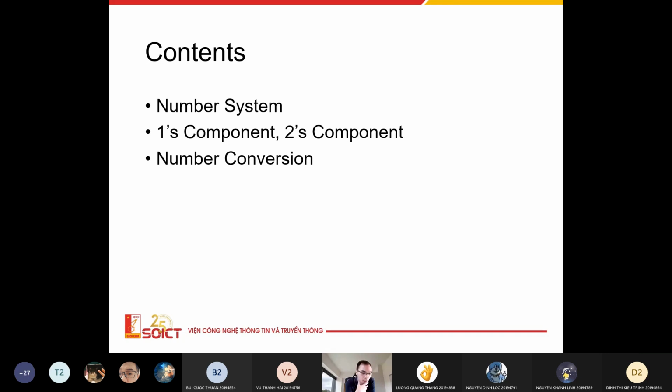In this lab session, you will have time to review the number systems, and review how to convert a number from one number system into another number system. So I think it's quite easy.